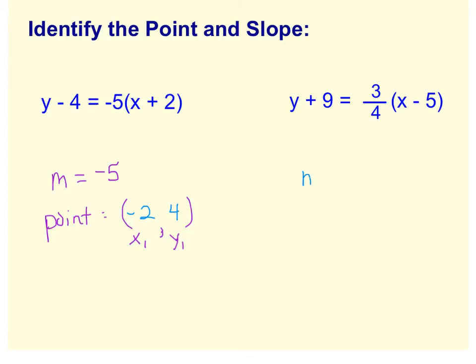All right, next example, slope is going to be the number in front of that parentheses, so 3/4. And then the point, we're looking for that ordered pair. The x1 is with the x, so we see this x minus 5, it's a -5 up here. We're going to make that a +5. And then your y1 is with the y, looks like a +9, we make it a -9. And so now we know the slope and a point on our line.